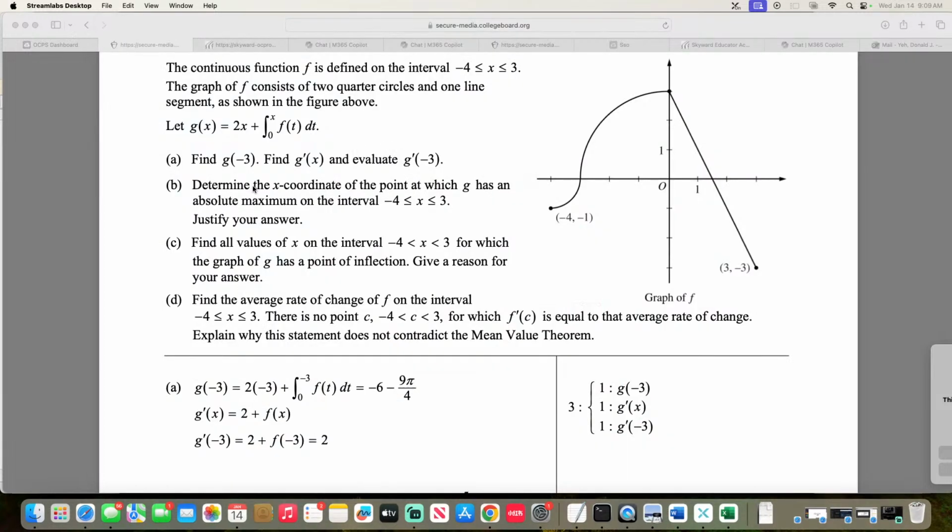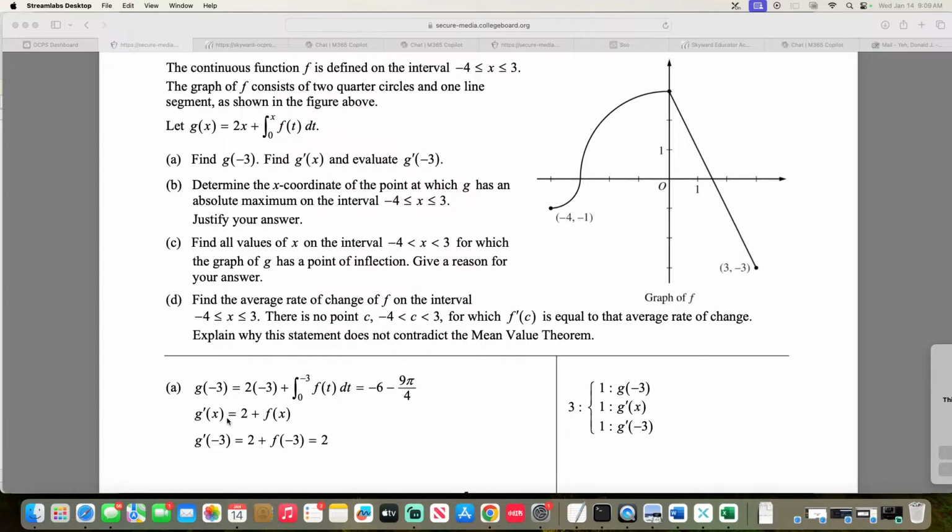Now, the x coordinate where g has a maximum. I personally feel like this question is one of the harder ones. So first of all, you want to find critical points. Critical points means you're going to set g prime of x equal to 0. So if you do that, you're going to get f of x equal to -2.